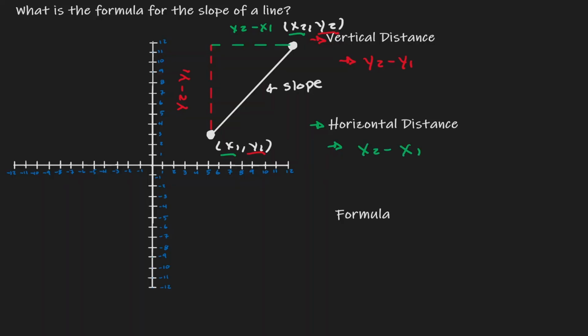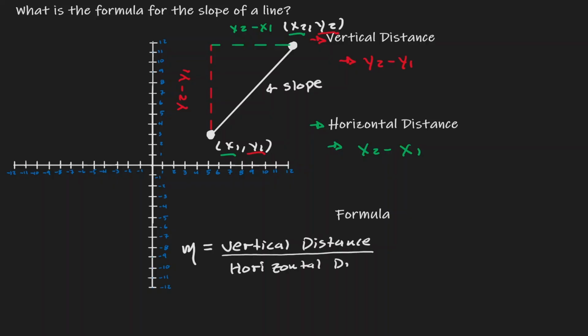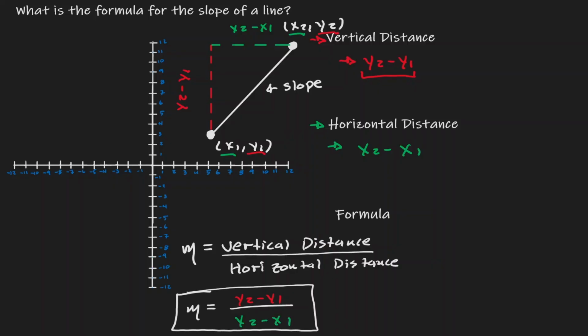Now for the slope, we always use the variable m. And one way to define the slope is the vertical distance divided by the horizontal distance. But notice that we have expressions for those. For the vertical distance, that's y2 minus y1. And for the horizontal distance, that's x2 minus x1. And this is how we can define the slope of a line.